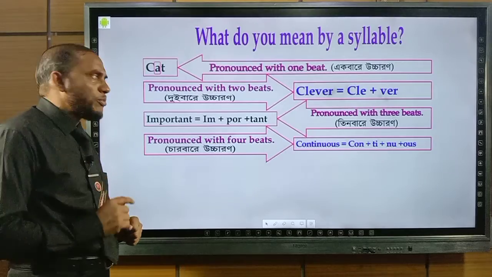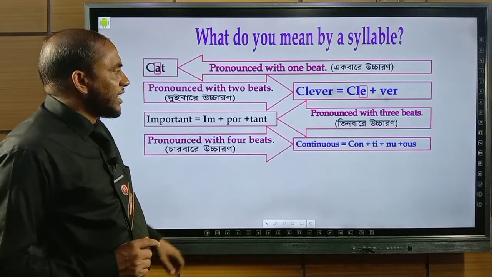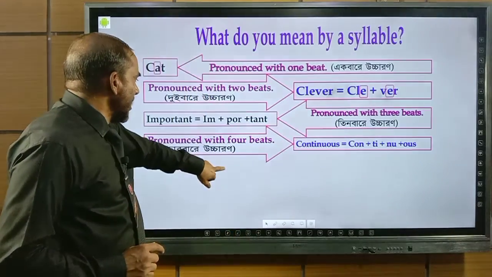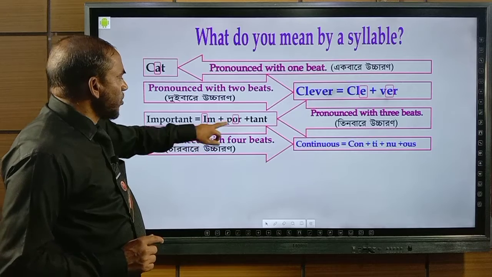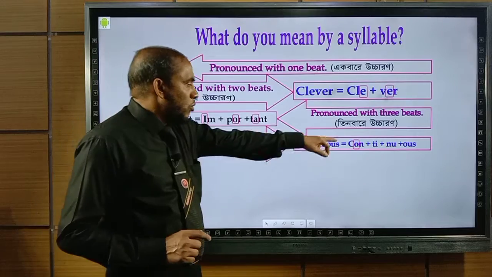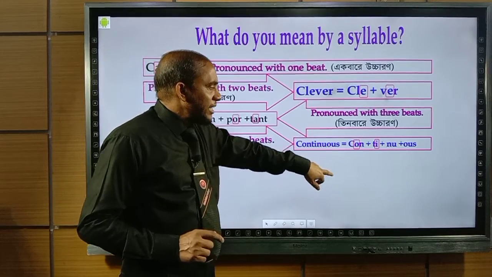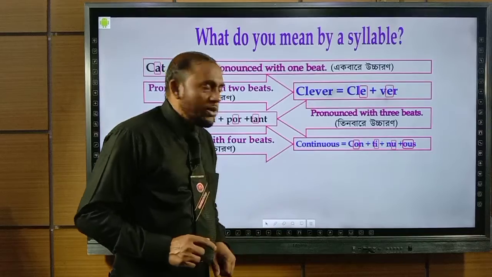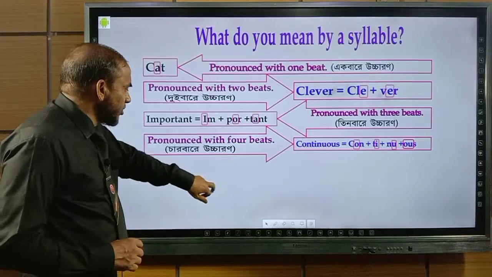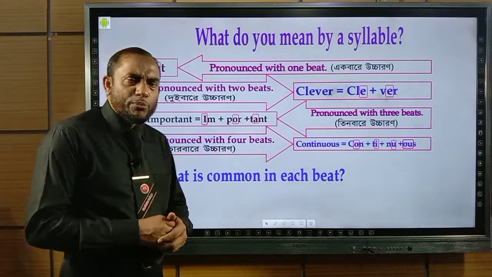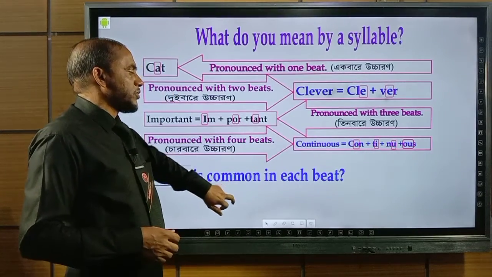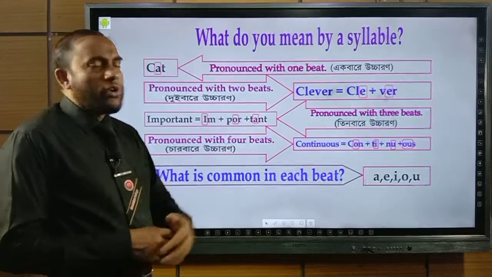This letter is red boxed here, and then clever, E, and then also E, and I, then O, then A, and then O, then I, then U, then O, U, S. Follow it very carefully, dear students. And now there is a question for you. What is common in each beat? Just follow, dear students. A, E, I, O, U.